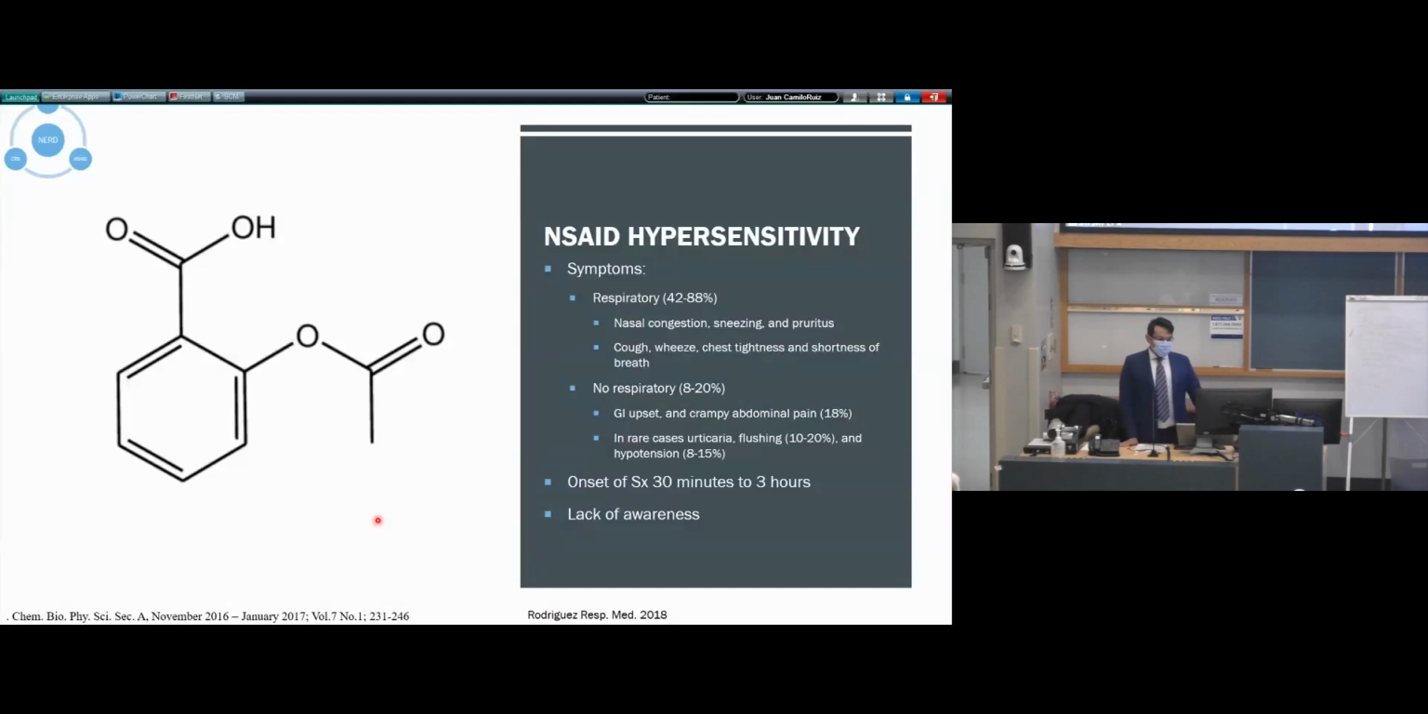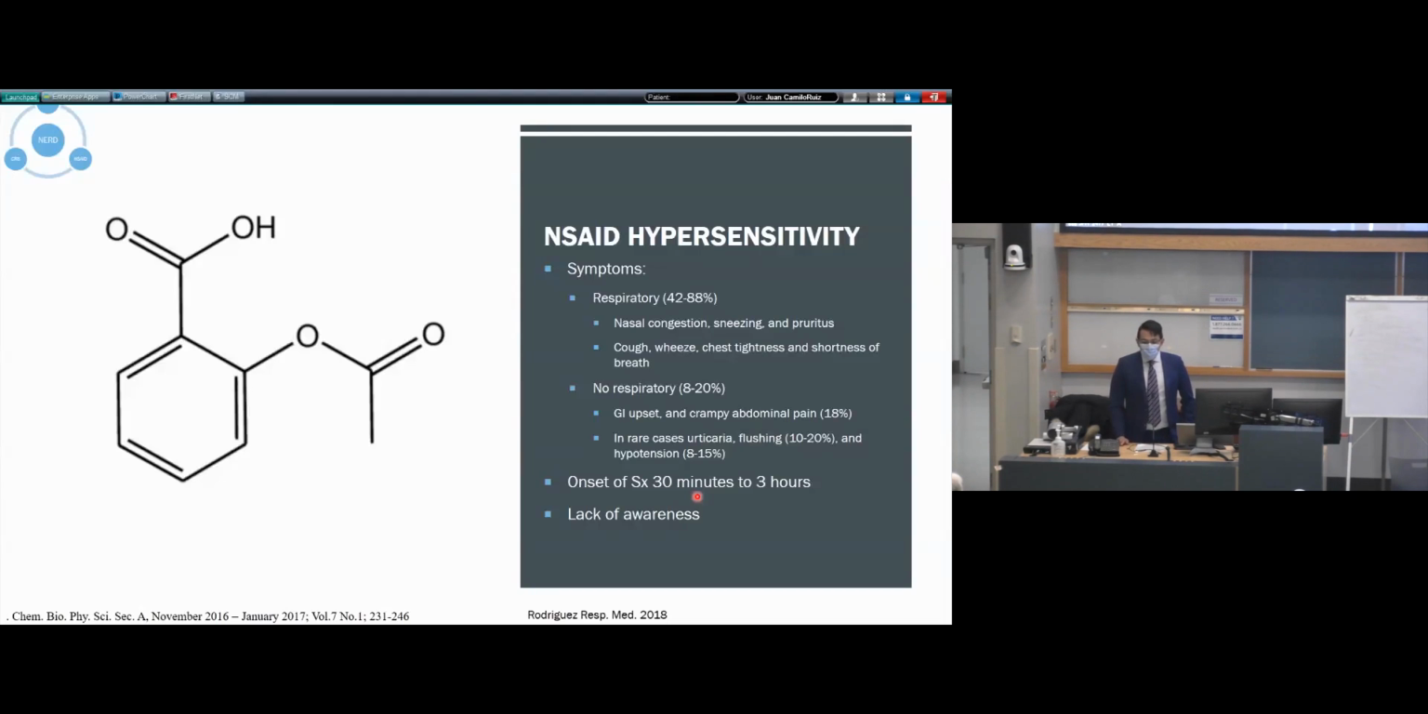So let's dive deep into each one of those triad components. In terms of NSAID hypersensitivity, most of the symptoms are respiratory, about 40 to 88%. So you can expect nasal congestion, sneezing, pruritus, coughing, wheezing, and shortness of breath. Now, 8 to 20% of the symptoms are non-respiratory, like GI upset, crampy abdominal pain, flushing, urticaria. Now, the tricky part on these reactions is that the onset of symptoms tends to be delayed. It could be anywhere between 30 minutes and 3 hours.